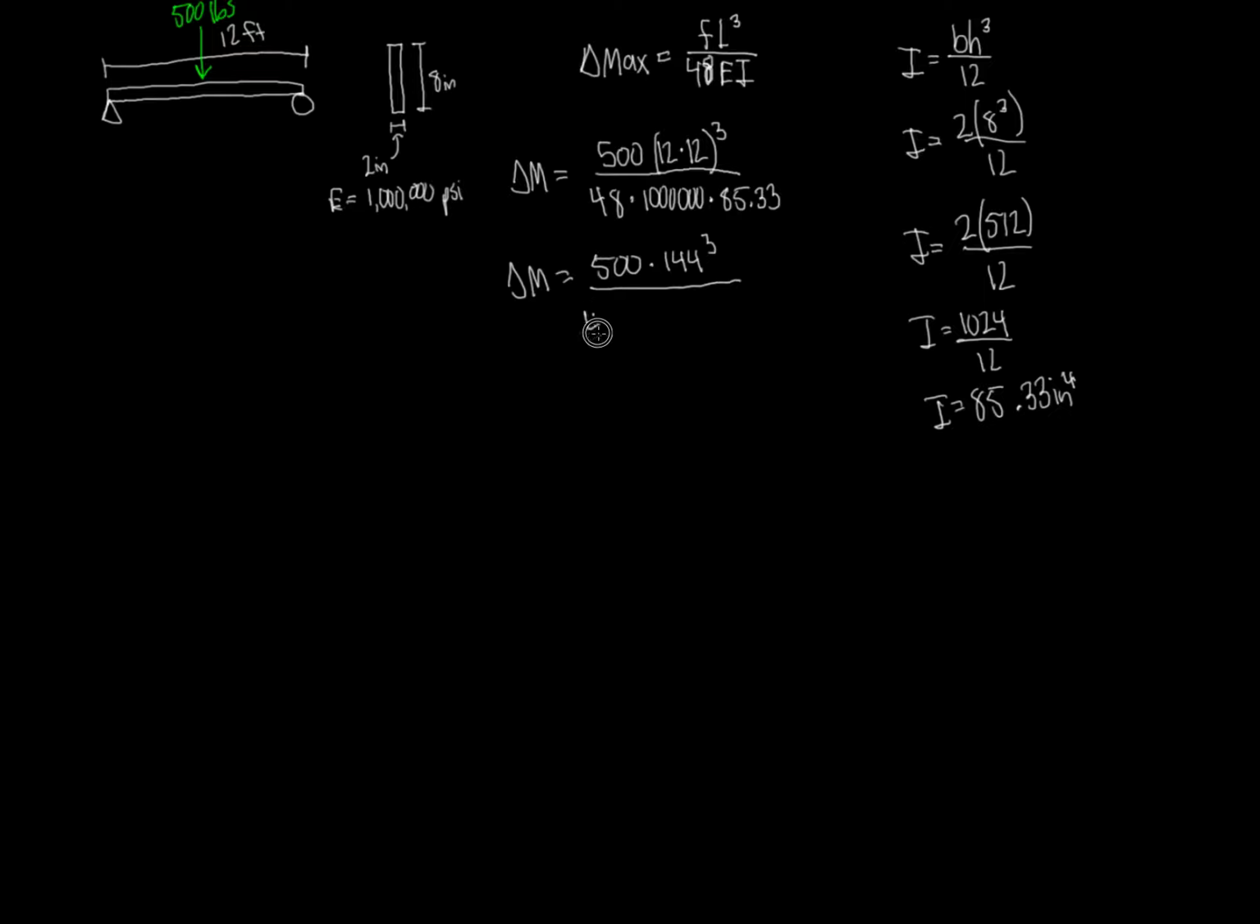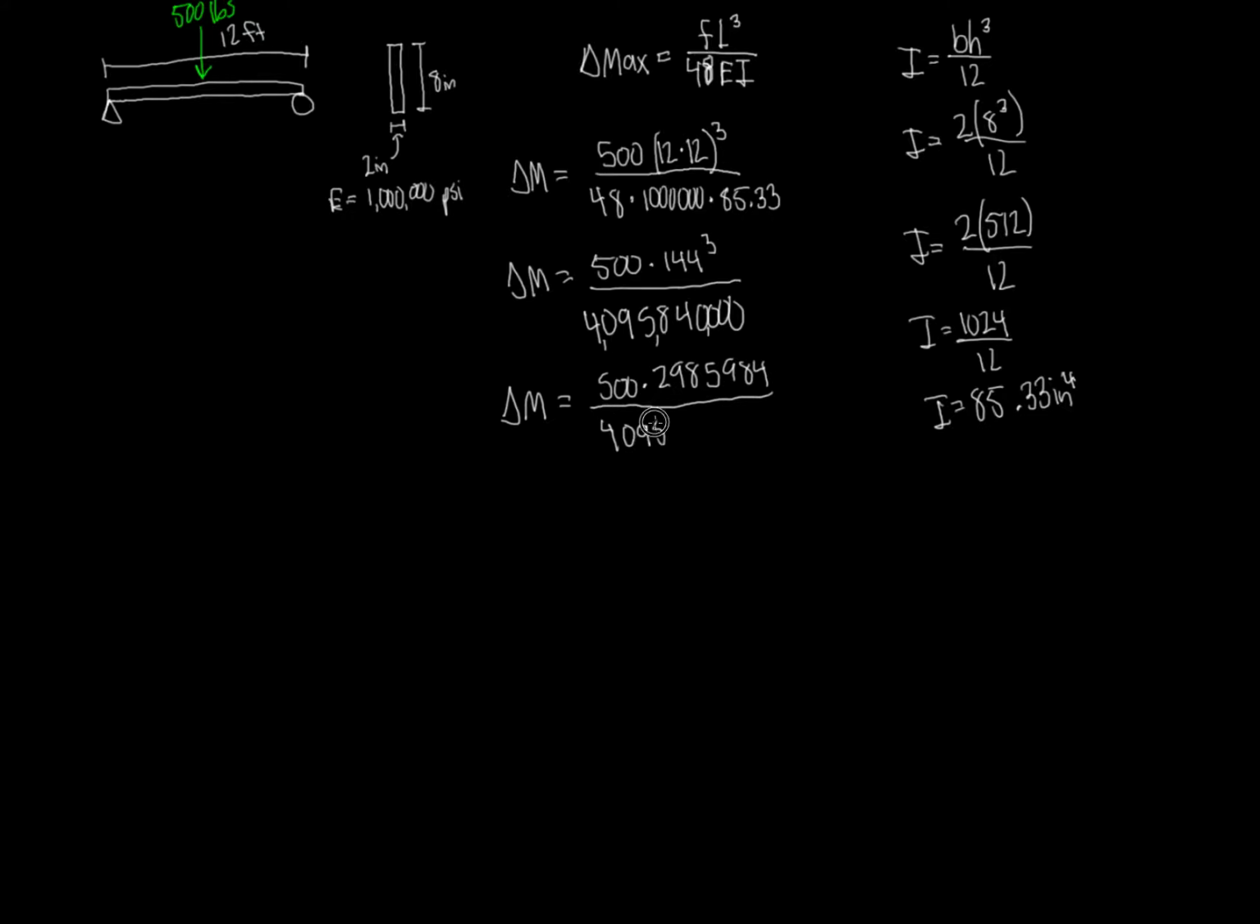So it's a big number: 409,584 and then 4 zeros. So essentially, it's about 4 billion is the value on the denominator. So let's do the numerator. So 144 cubed, and we get 500 times 2,985,984, all over again.